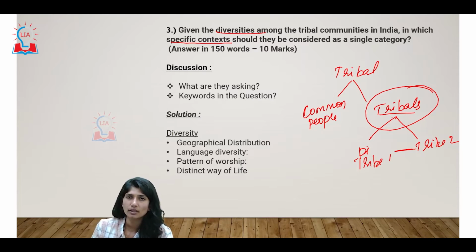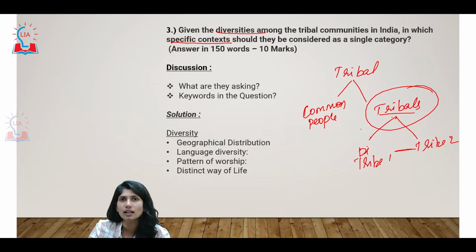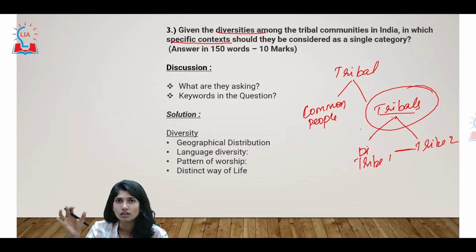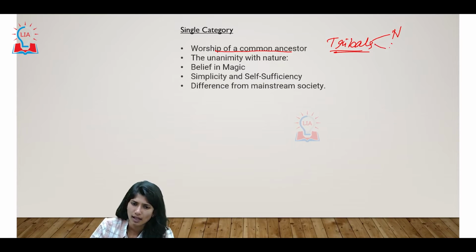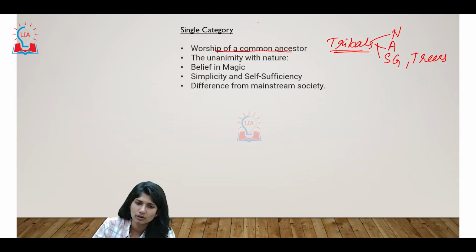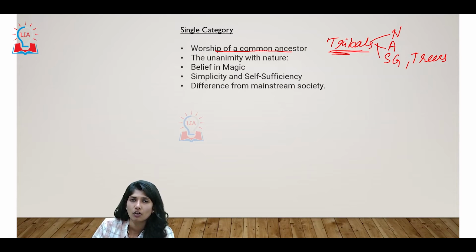But even though they are so diverse in number, so diverse in their living, so diverse in their belief system, under what concept do they all come under one umbrella? If you have to keep an umbrella for all of them, what is that? Okay, that's the question. Worship of a common ancestor. This is one feature that brings all the tribals together. Now they are mostly nature worshippers, animal worshippers, sacred groves, trees, or whatever; here we have used common ancestor. If we say tribals, they rely on the worship of a common ancestor.